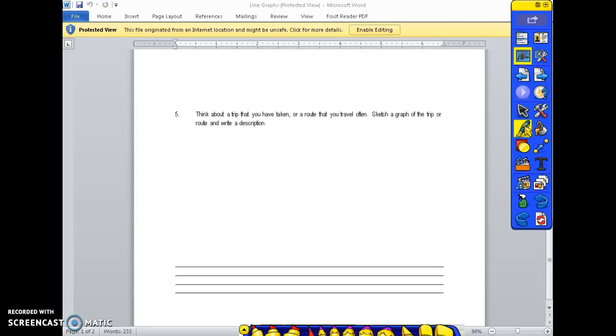So this is all going to depend on the trip or the route that you are choosing to use. For me and my journal, I'm going to graph my route in the morning to work. So this is the distance from my home compared to time. So when I leave my home, I travel to Midway, where I drop off my kid, my first kid.